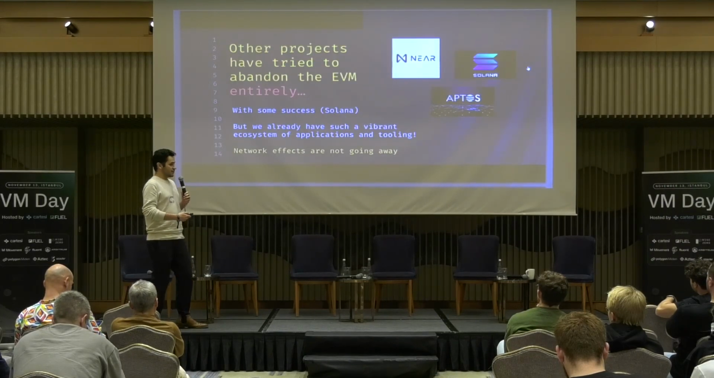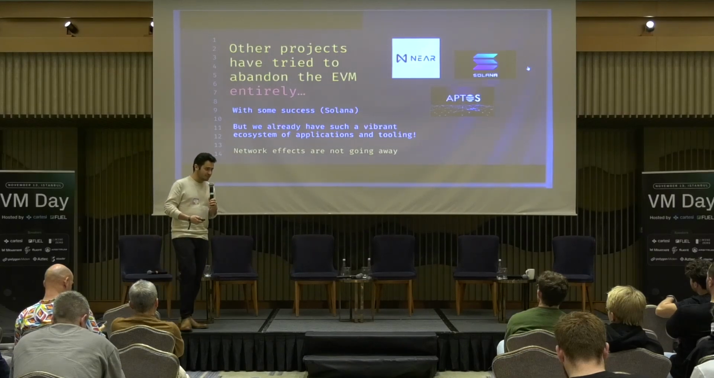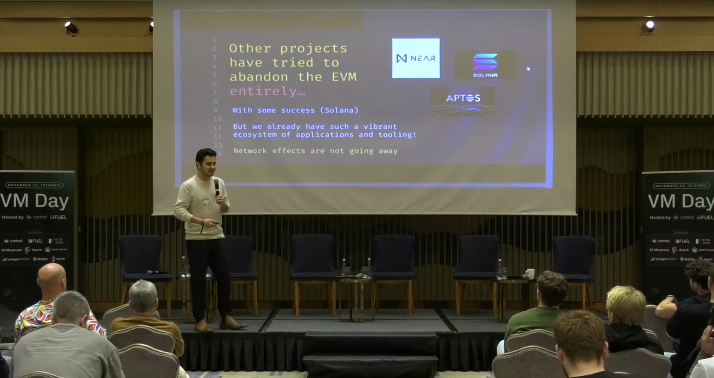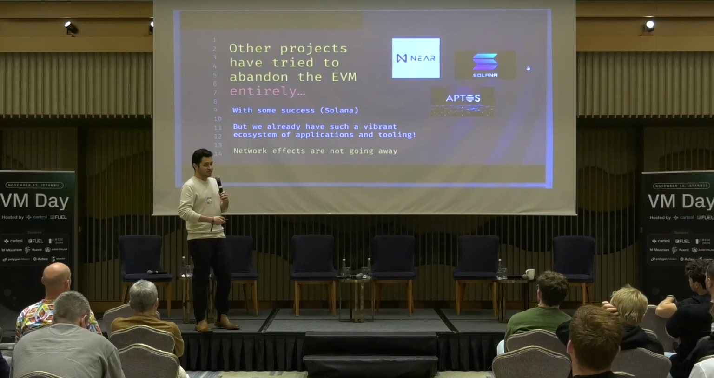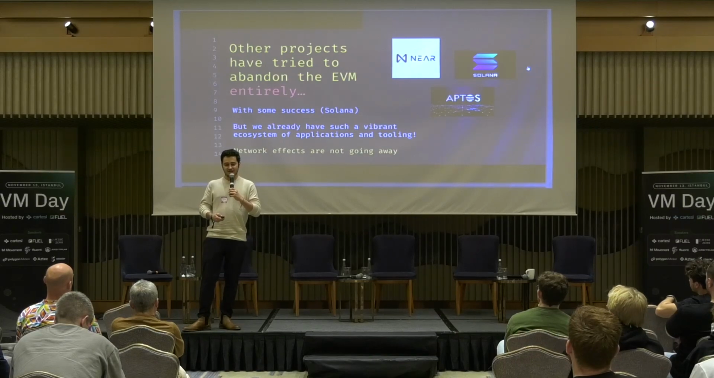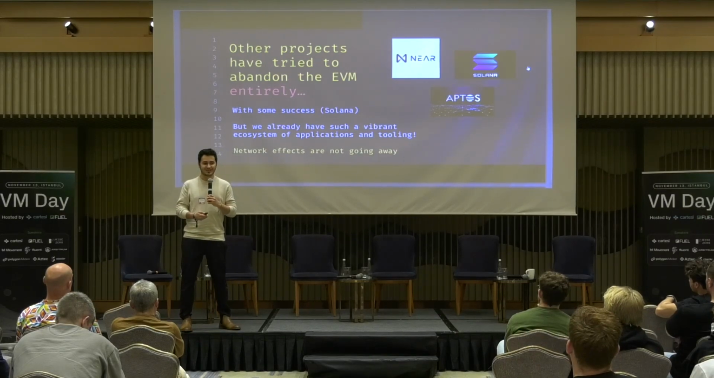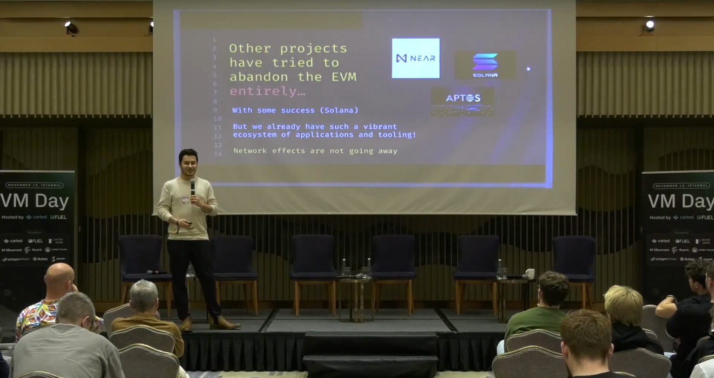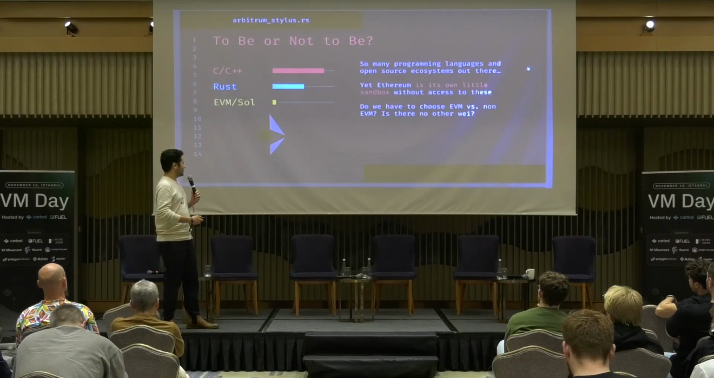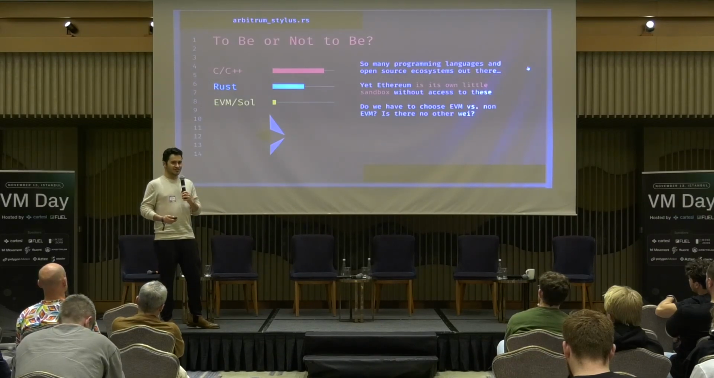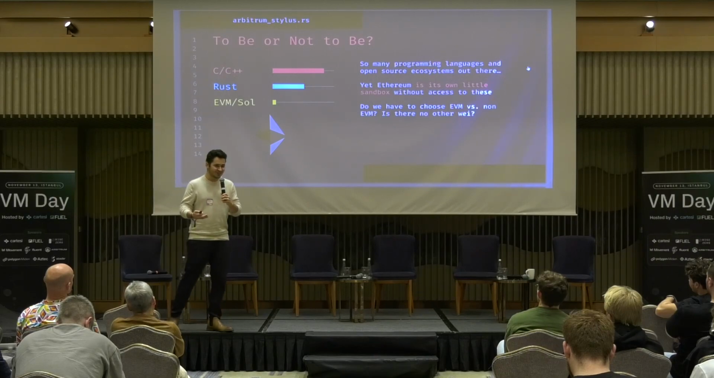Many projects have introduced alternative VMs, which is of course the theme of the summit, many with success as has been demonstrated, which is awesome. But we believe the network effects are not going away, and there are network effects at many different layers, right? There are network effects at the tooling layer, at the application layer, in the actual VM layer, and it's about which of these network effects we want to maintain moving forward. So the question is, to be or not to be? Do we need to abandon it entirely, or can we do something better with the existing EVM?